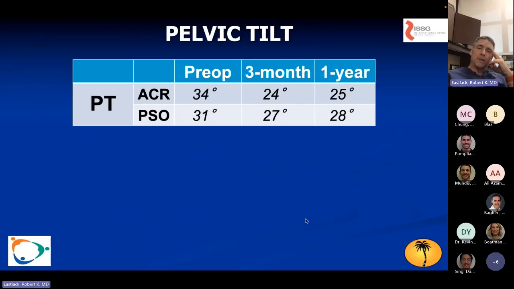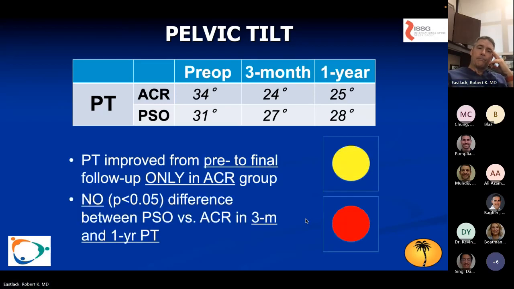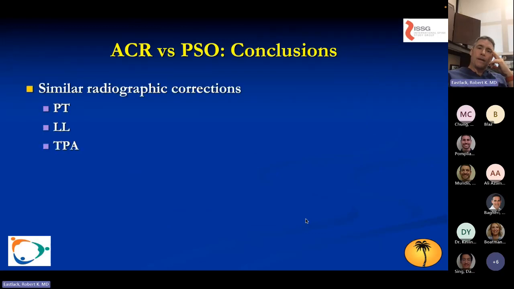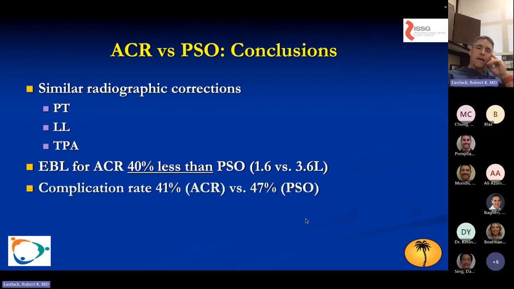Pelvic tilt was actually a bit more favorably improved. And then when we looked at the radiographic corrections, they were relatively similar to PSO. EBL was 40% less, and the complication rate was approximately similar between the two, mostly on the backs of the posterior work. When you looked at those patients, they still required open posterior work for the most part, which probably drives a lot of the complication rate.